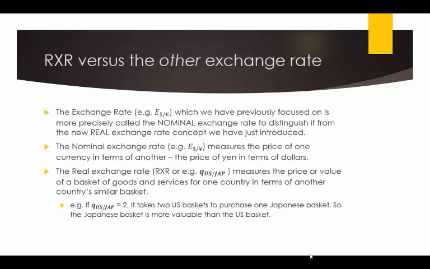Again, make sure you are not confused by the earlier concept of exchange rates and this new concept of a real exchange rate. The earlier concept of exchange rates I will now refer to more precisely as the nominal exchange rate. It gives the price of one currency in terms of another. For example, the dollar-yen exchange rate is the nominal exchange rate. If this is equal to 0.01, then it takes 0.01 US dollars, which is 1 cent, to purchase 1 Japanese yen.